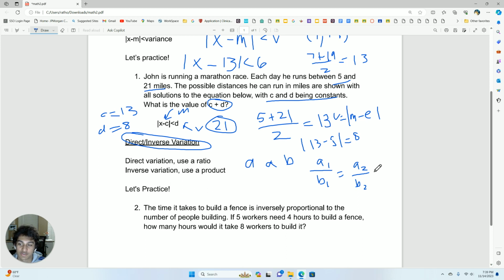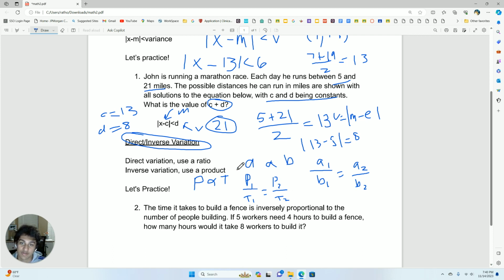You've probably seen this in your chemistry class, and this is a very common example of direct variation: pressure is directly related to temperature, if everything else is constant in the ideal gas law. You don't need to worry about that. Typically, if the volume is kept constant, and so is the number of particles of a gas, then pressure is directly related to the temperature. So I would write a ratio like this: the pressure at the beginning over the temperature at the beginning equals the pressure at the end over the temperature at the end. So that's a common example of that.